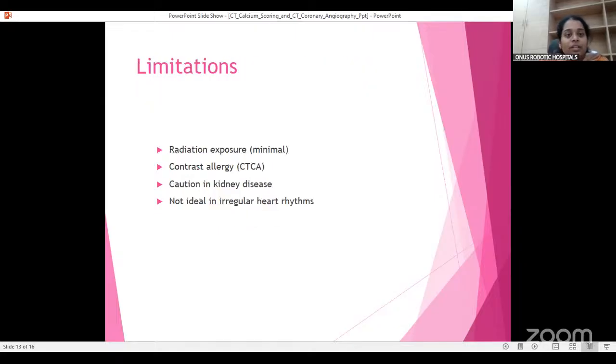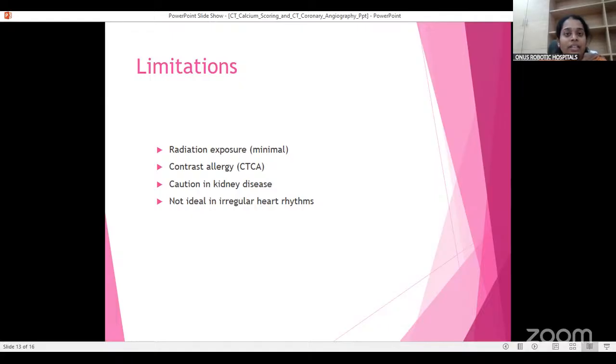In such cases, we prefer the non-invasive coronary angiogram as a screening test. Now the limitations: there is radiation exposure, but it is very minimal. One more thing to consider is the contrast. During CT coronary angiography, not the CT calcium score, we give a dye injection, and some patients may have allergic reactions to the contrast, which can be mild to severe.